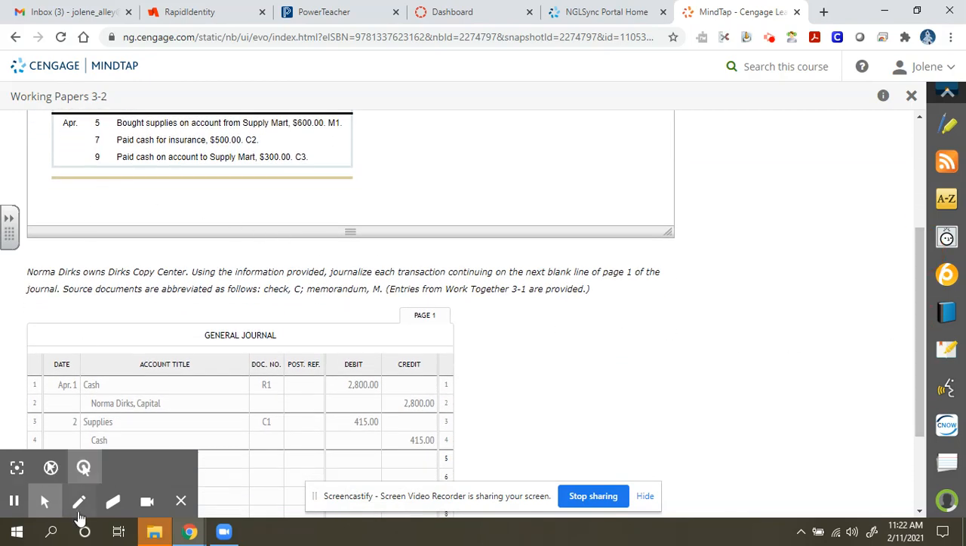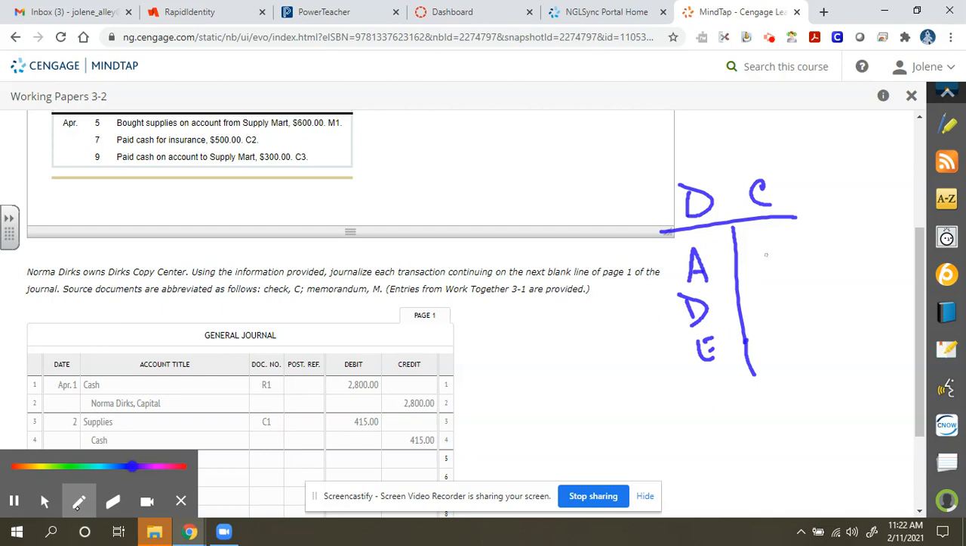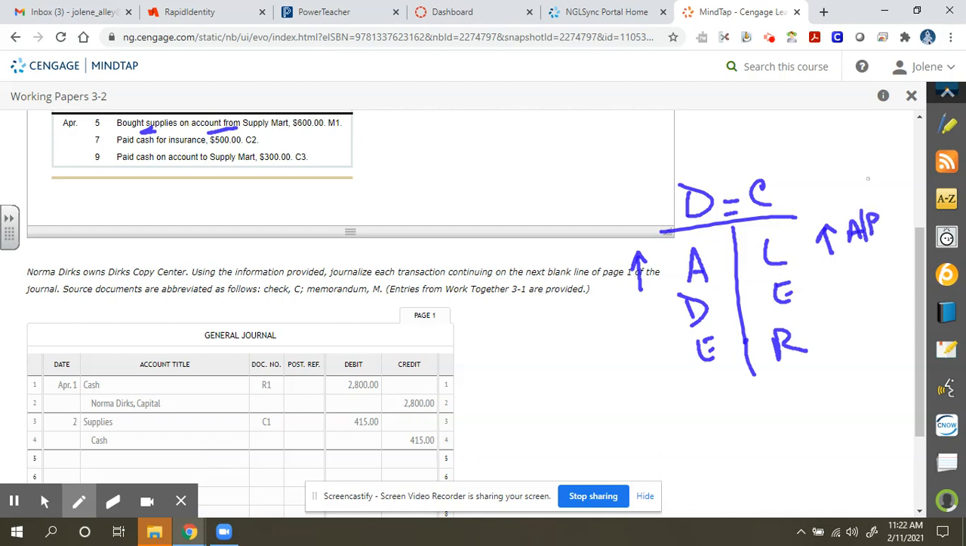So let's see, we lost our DC Adler, so I'm going to put that over here again. Debits have to equal credits. This first transaction says bought supplies on account. Okay? So that means supplies are assets, they're going to go up, but a liability is going to go up because of the accounts payable. You're not paying cash for it. You're saying, I will pay you in the future.